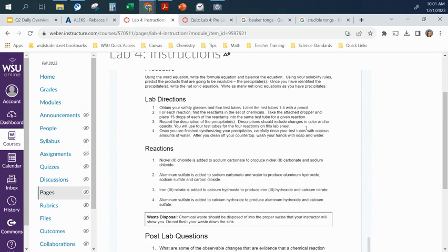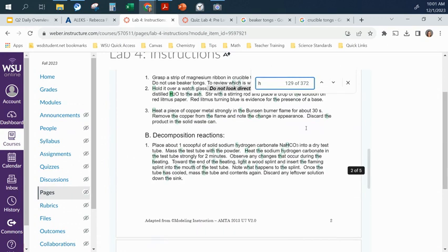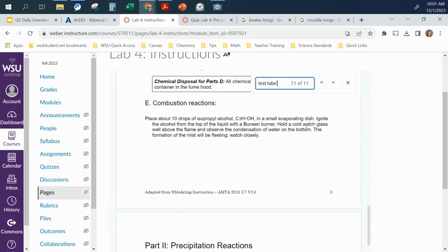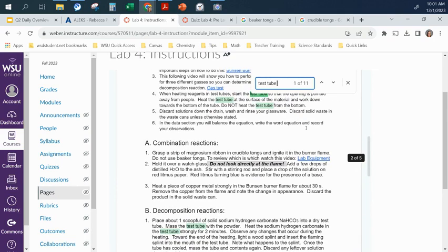Is this searchable? Let's see if we can find it. Heat in. Let's find test tube. Set this aside. Observe. Does anyone see it?